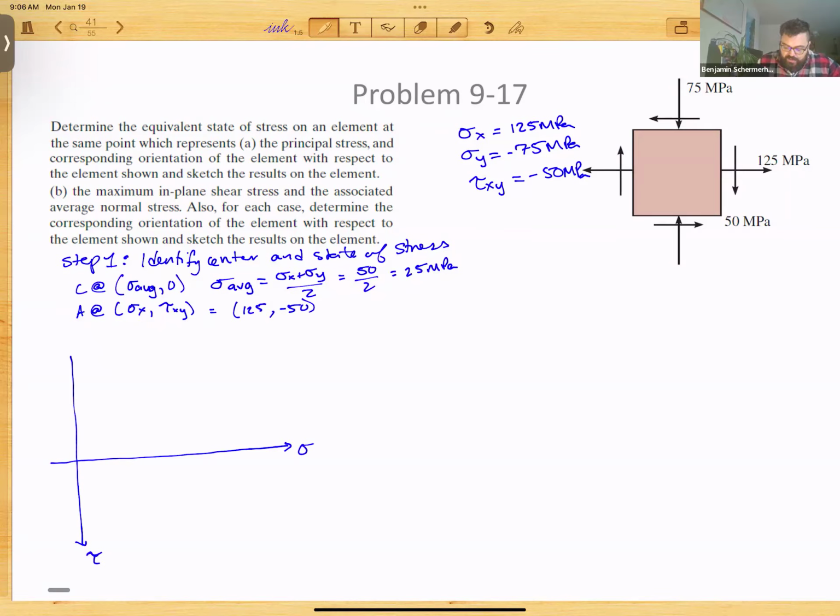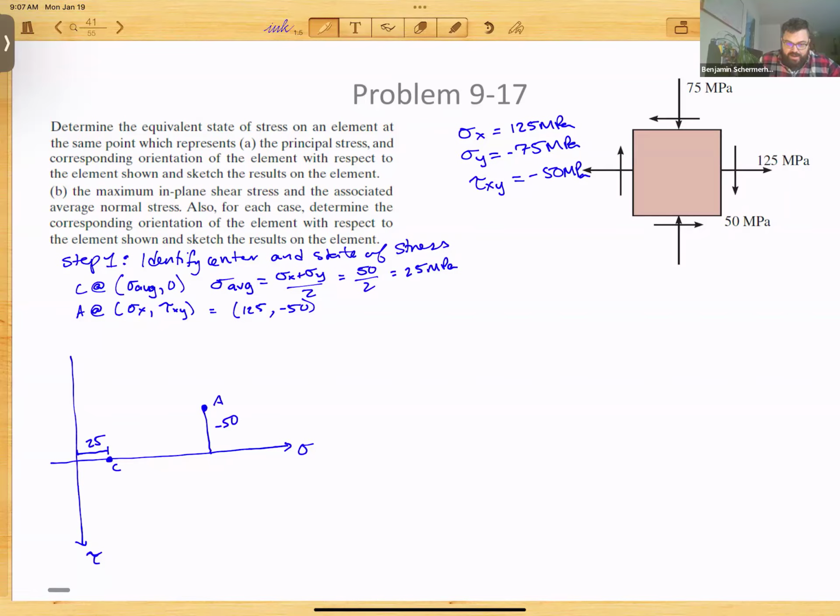Our center is going to be located 25 along our horizontal axis. And then I left space because sigma x is like 100 away from that. It's at 125, so it's going to be over here-ish. And then I want to go in the negative tau direction, 50. So somewhere about here, I would say. So it's going to be negative 50.